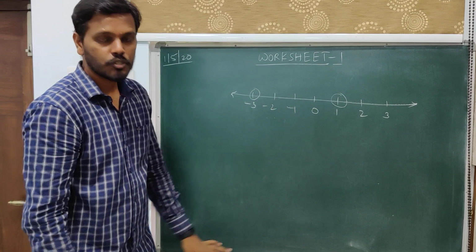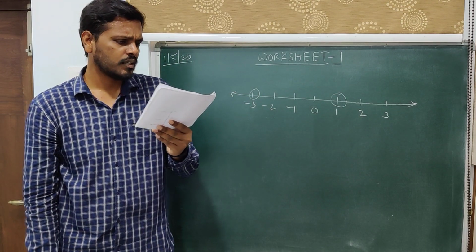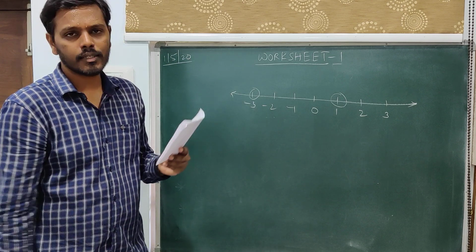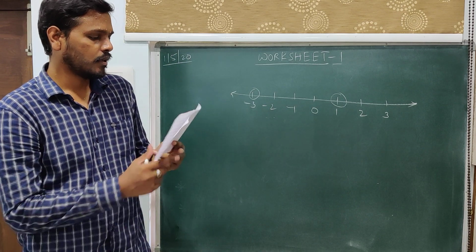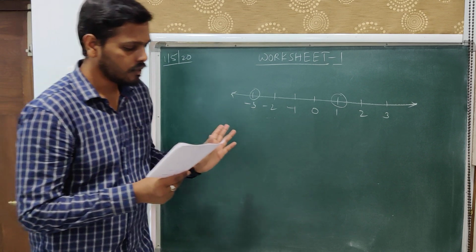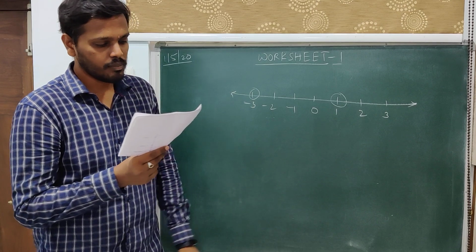So that is the explanation which you will write. That is, here 1 is greater than minus 3 because 1 is to the right side of minus 3. That is what you will write. I repeat it again. 1 is greater than minus 3 because 1 is to the right of minus 3. So that will suffice the requirement.